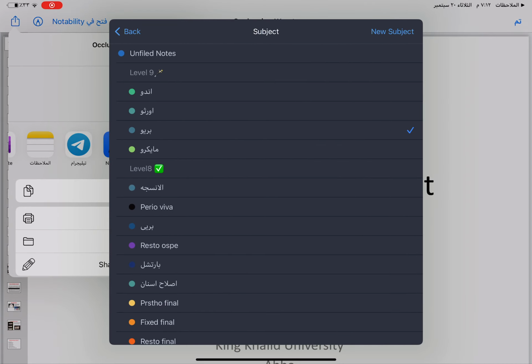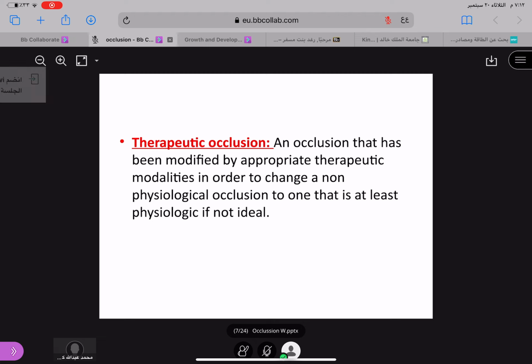Now, there is one more term which you will be hearing: therapeutic occlusion. An occlusion that has been modified by appropriate therapeutic modalities, meaning orthodontic treatment or any prosthodontic treatment, in order to change a non-physiological, that is pathological occlusion, a malocclusion, to one that is at least physiologic, if not ideal. As I said, occlusion will never be ideal, it will be physiological. So therapeutic occlusion is one which is treated.